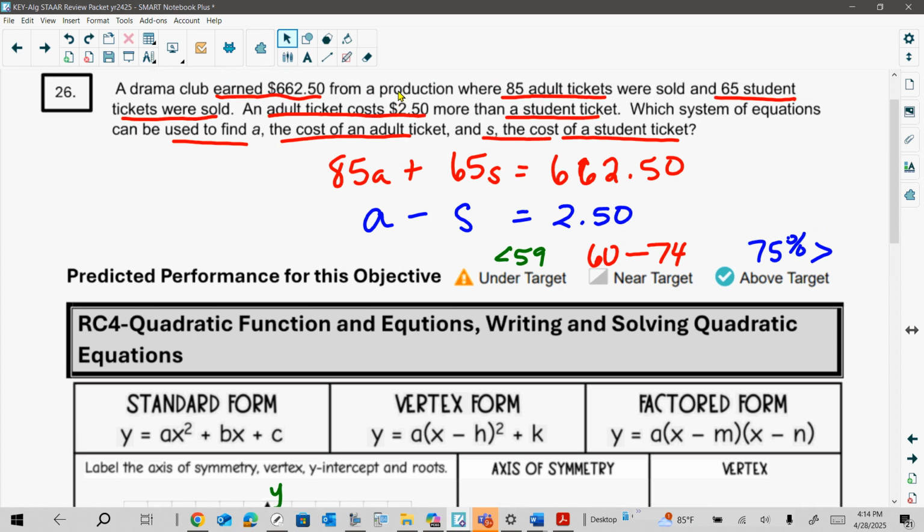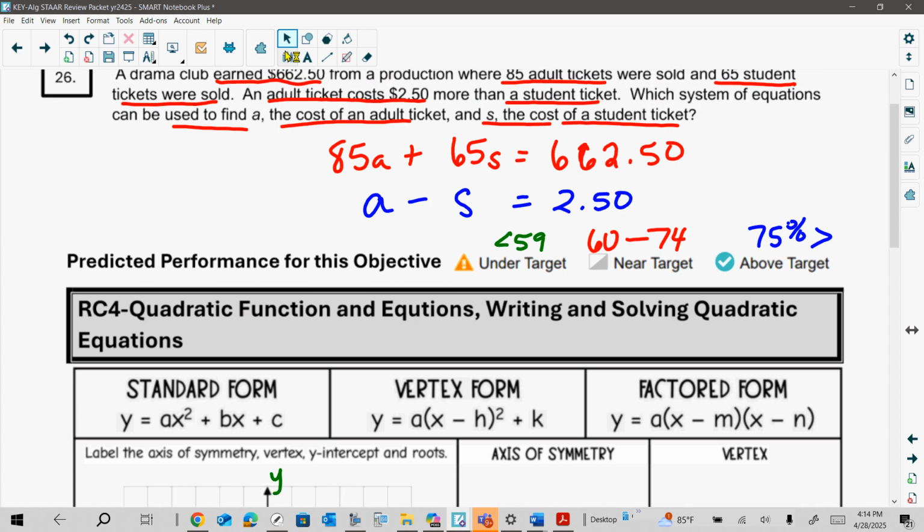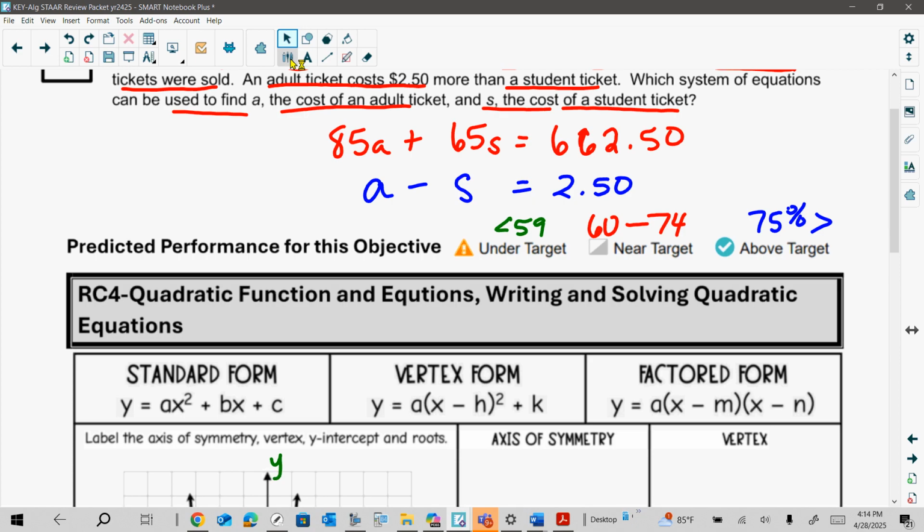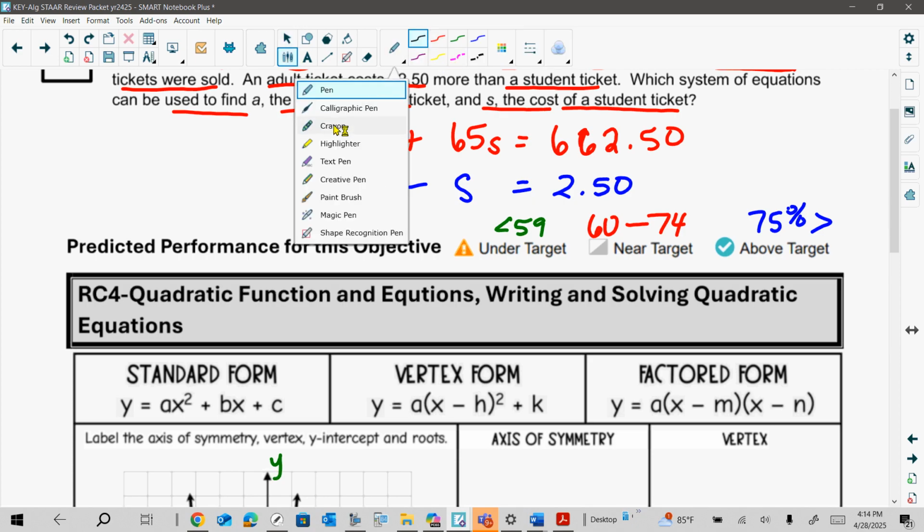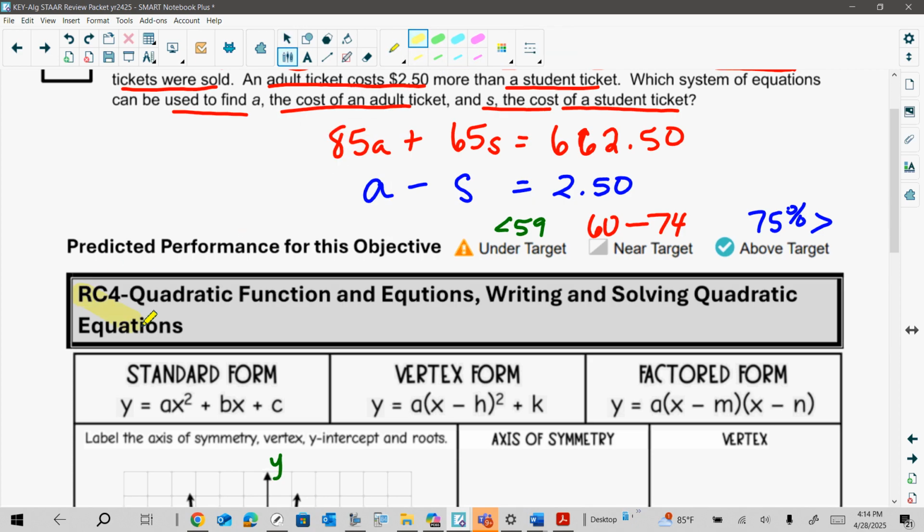All right, guys, I'm going to go over RC4, which is the main thing: quadratic functions and equations. You have to be able to write and solve quadratic equations. Okay.